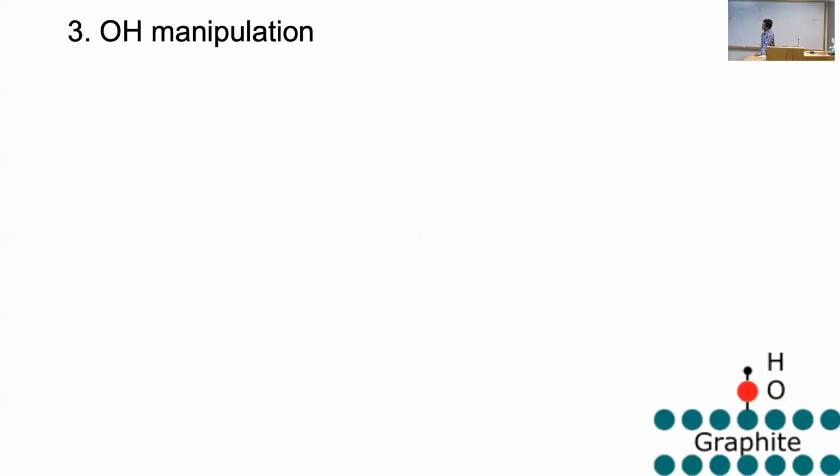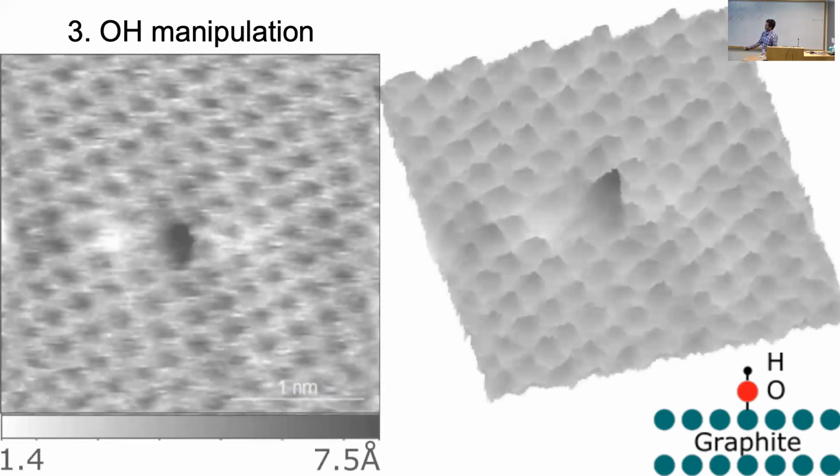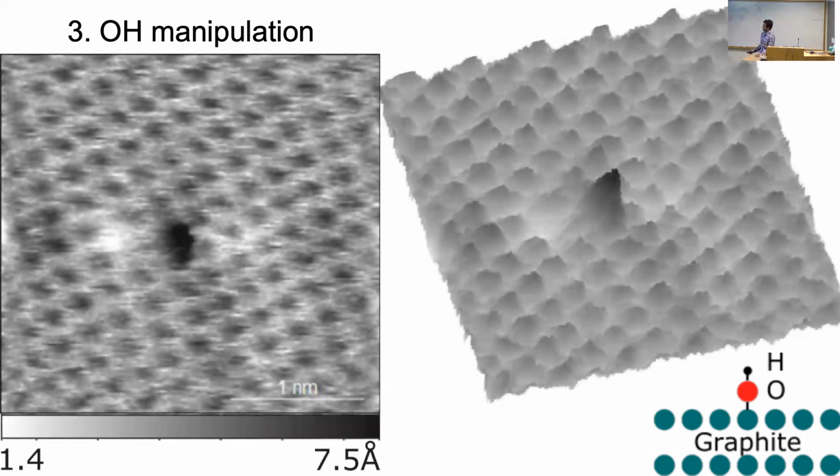Coming now to the OH ion manipulation, this is a schematic showing how an OH ion sits on the surface of graphene. And I have imaged single hydroxyl ions on the graphite surface. So this is an image of a single hydroxyl ion sitting on a graphite surface. That's the background sheet of graphene, and that black dot is an OH negative ion.